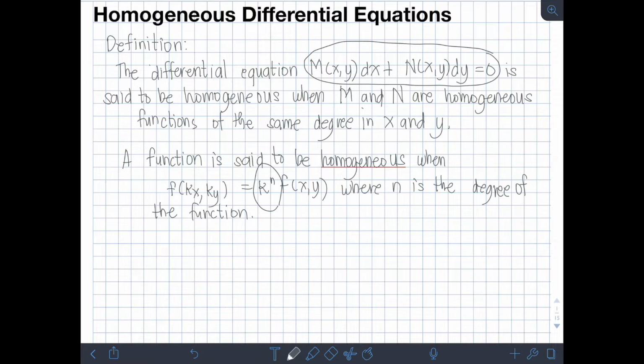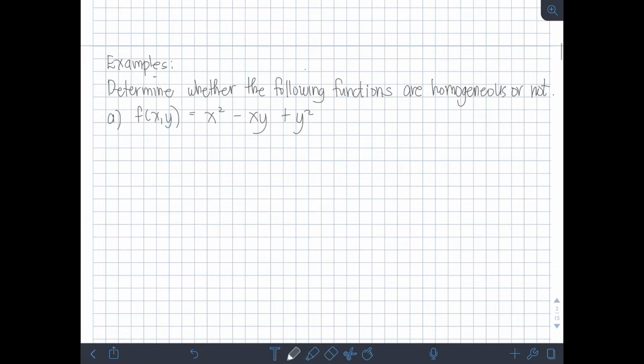Okay, so para mas ma-illustrate ay mag-solve tayo ng example. So determine whether the following functions are homogeneous or not. So we have letter A, f of x, y is equal to x squared minus xy plus y squared. So ulit, yung definition natin para ma-determine kung homogeneous ba yung equation ay isa-substitute natin yung f of kx, ky doon sa x at y natin doon sa original function. At dapat yung kalalabasan ay k raised to n multiplied by the original f of x, y. So, try natin. So, ibig sabihin, papalitan natin itong x ng kx saka y ng ky.